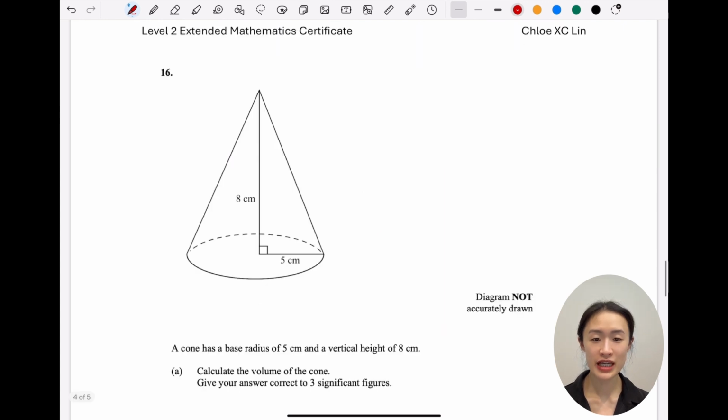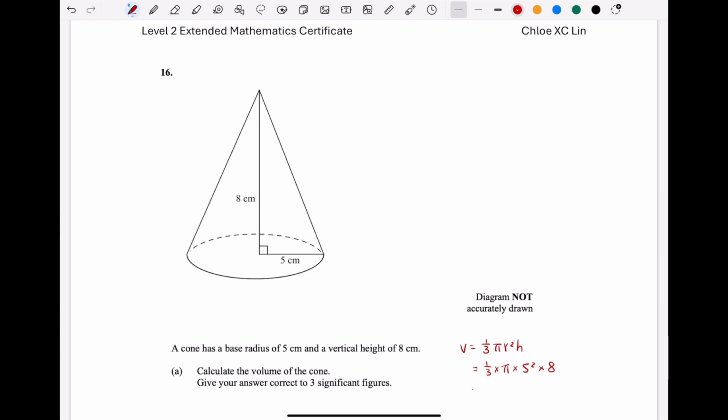Okay, now moving on to the next one. The first part of the question is easy. In this case, we are given the cone and we are told the dimensions. The vertical height is 8 centimeters and the radius is 5 centimeters. And now we are asked to work out the volume of this cone. Now using the formula, a third pi r squared h, we can work out that the volume is 200 over 3 pi, which is 209 to 3 SF.